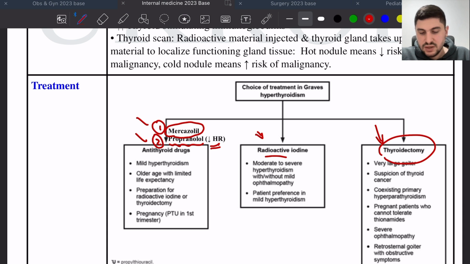Radioactive iodine can be given in moderate cases in older people, because radioactive iodine can increase the risk of cancer.